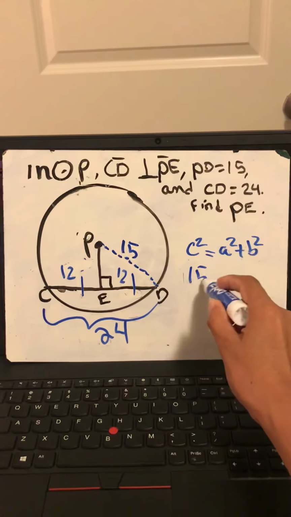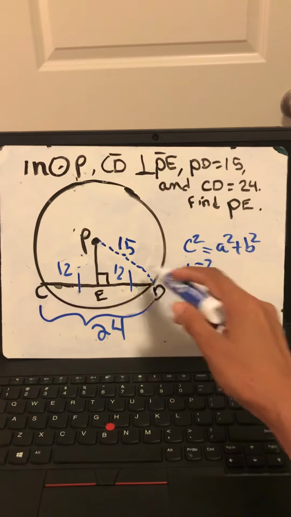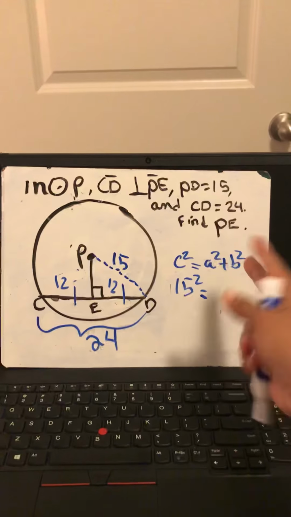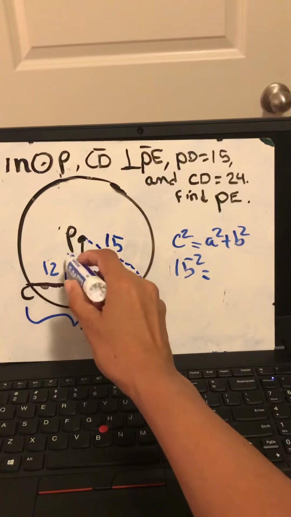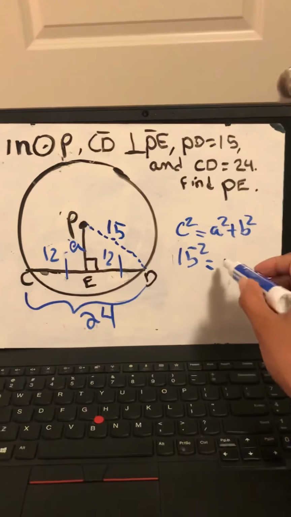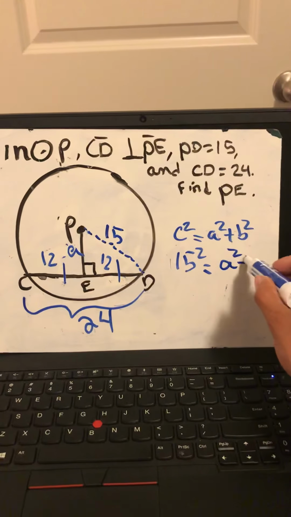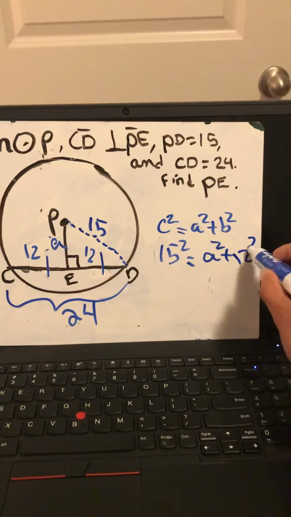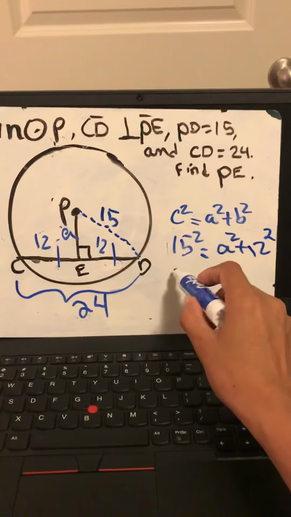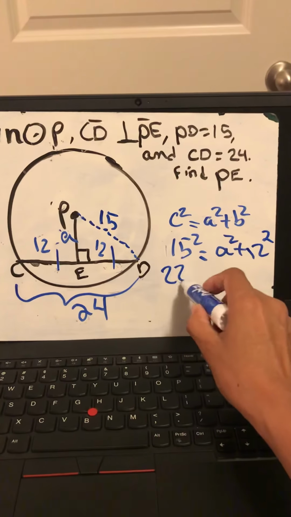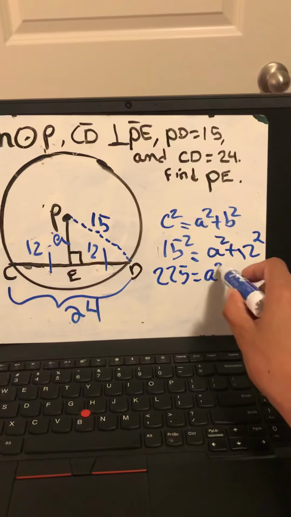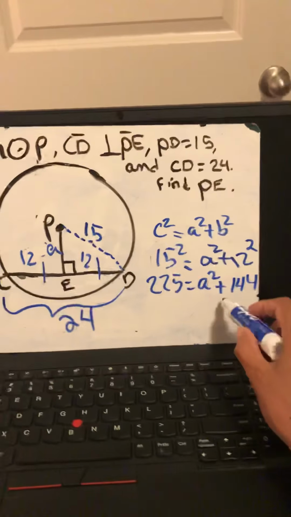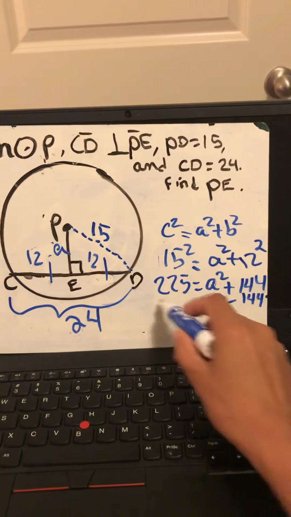So that's 15 squared equal to A squared plus B squared. Which one is A and which is B doesn't really matter; you can switch them around. Let's call this piece here A. A squared I don't have, but I do have my B, which is 12 squared. Then 15 times 15 is 225, equal to A squared plus 144, which is 12 times 12.